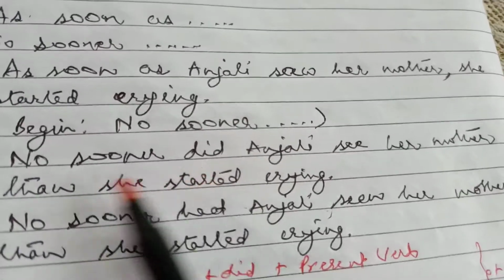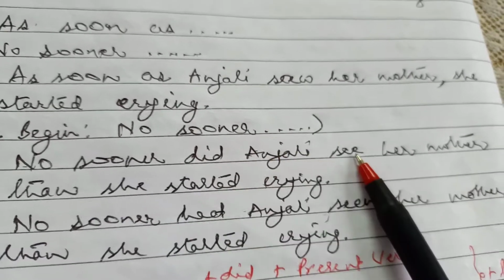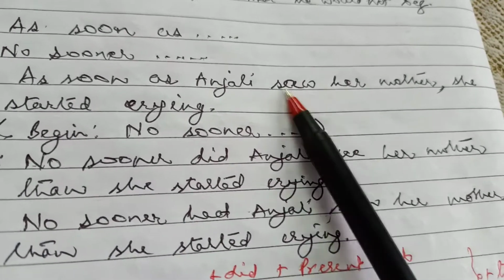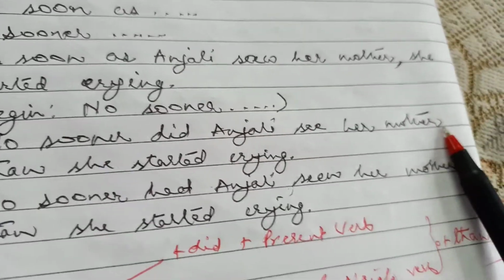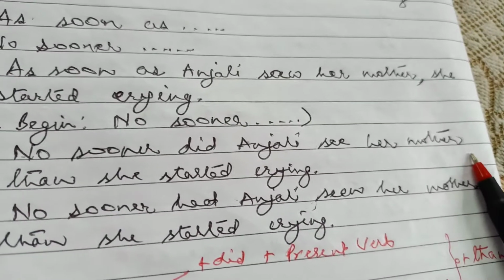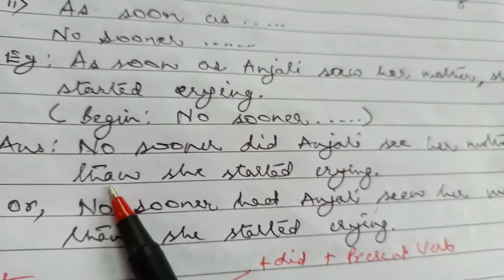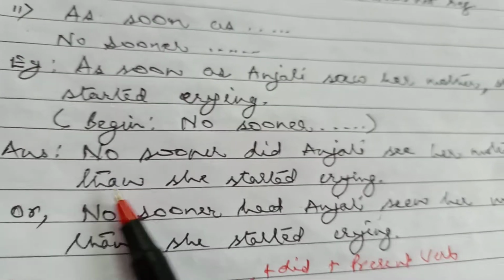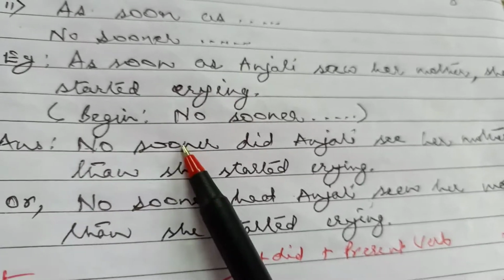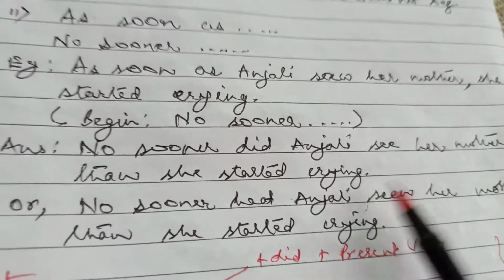Look at the construction. We have taken the help of "did". Now when we have taken the help of "did", the verb automatically becomes present. "Saw" became "see". And the comma that separated the two sentences earlier has disappeared, and in its place we have used "than". Mind you the spelling: many of you write "then", and if it is "then", you are losing marks. "No sooner did Anjali see her mother than she started crying." Full stop. This is the sentence construction we have.